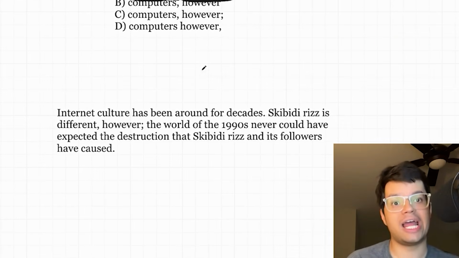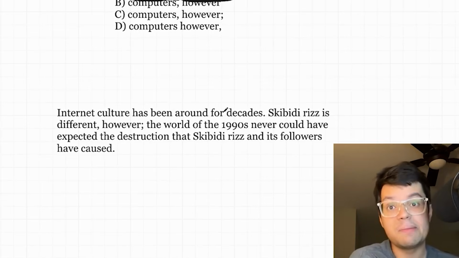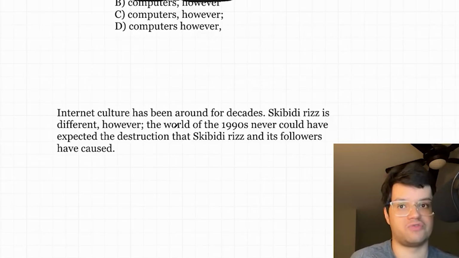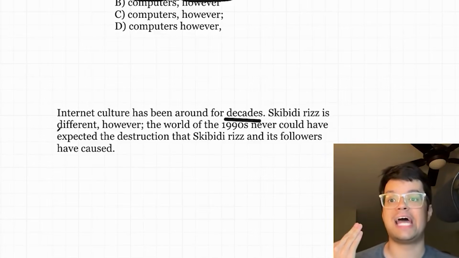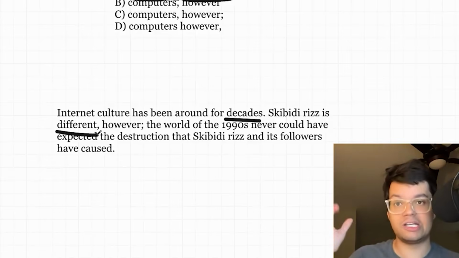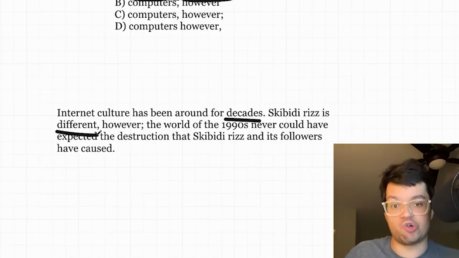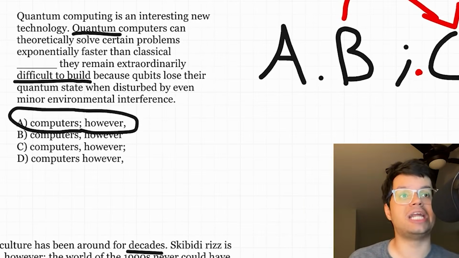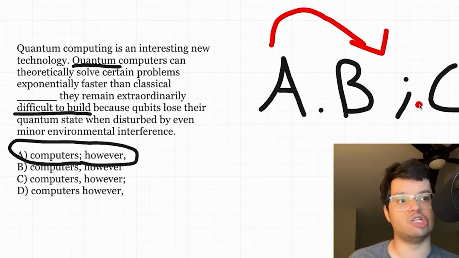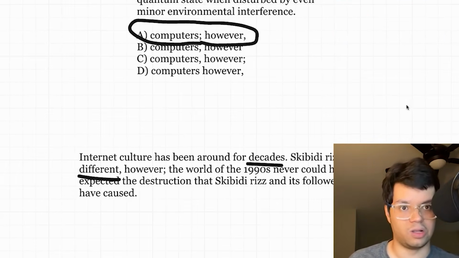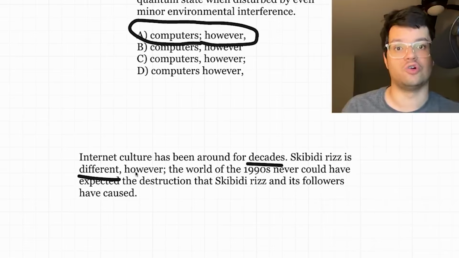But if we have one here: internet culture has been around for decades. Skibbity Riz is different, however. The world in the 1990s never could expect the destruction that Skibbity Riz and his followers have caused. The contradiction here is between this idea that it's been around for decades and then this idea here that's now different. They literally say the word different, so it's a contradiction. It's something contrary to what you would expect. So in this situation, A would be contradicting with B instead. And so in that case, you have to put the however before the semicolon, just like I do in this one here, however, then semicolon.